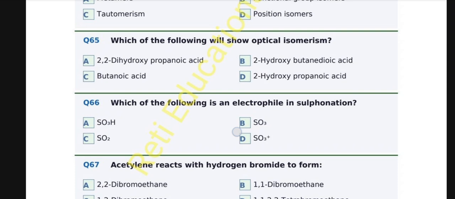And the correct option is B. SO3. In sulfonation of benzene, SO3 acts as an electrophile. It is a strong electrophile due to the highly electrophilic sulfur atom attacked by the electrons of benzene.